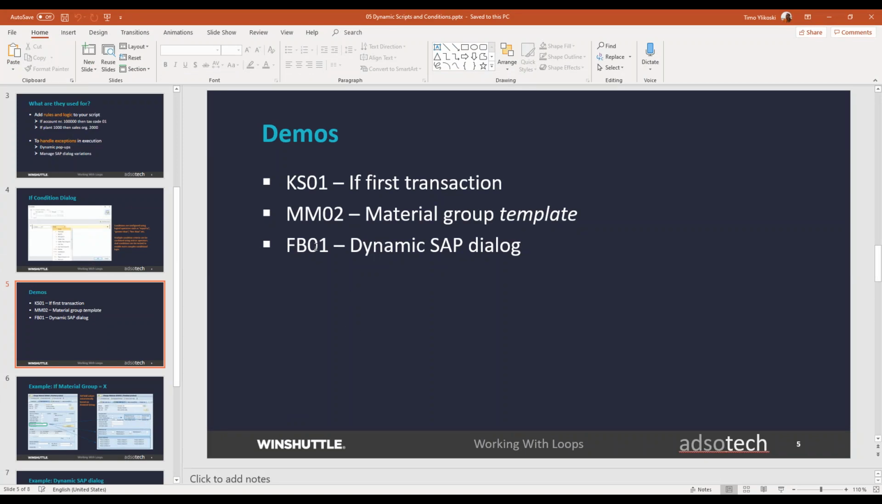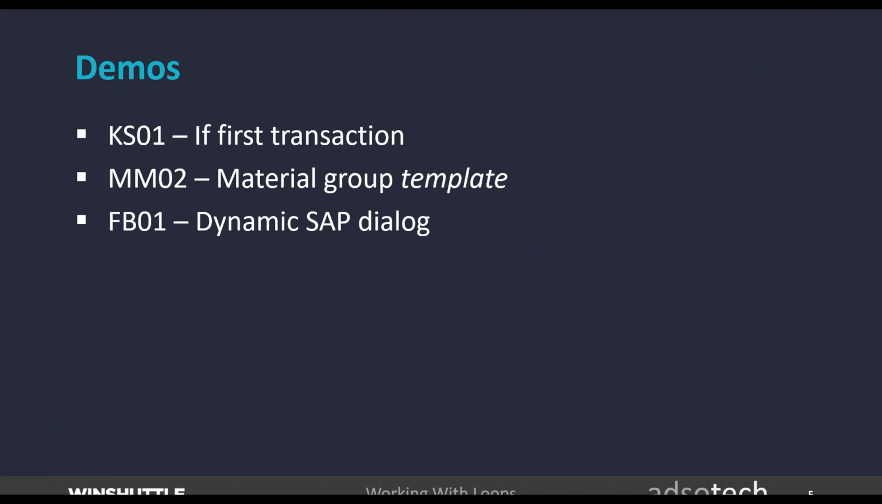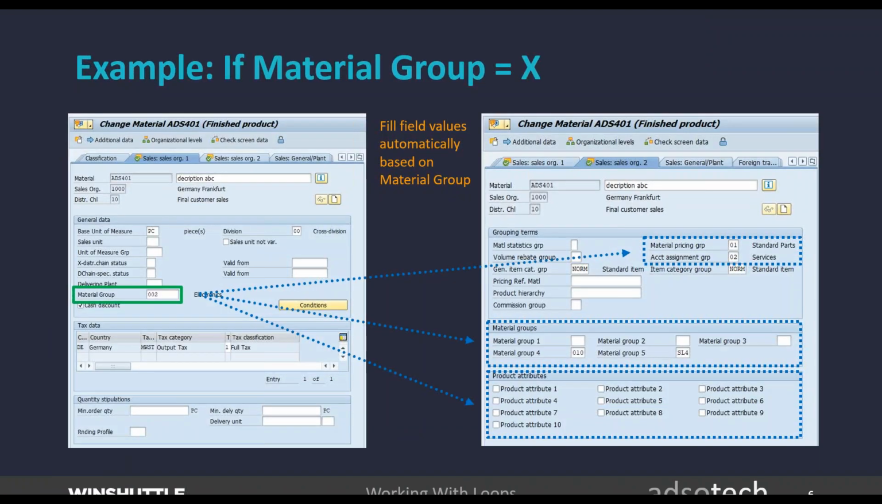Let's move on to something slightly more complicated and have a look at the second example I have prepared for today, which is related to material master data. Again, this is a made up example, but this kind of logic probably applies to a lot of cases in your business processes. So the example I chose for this is related to material groups.